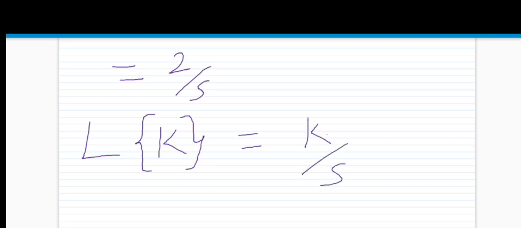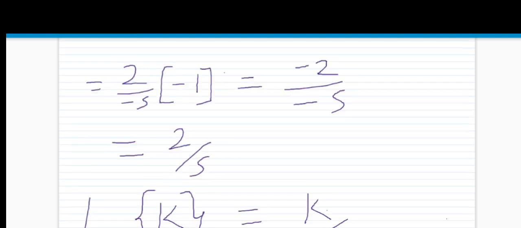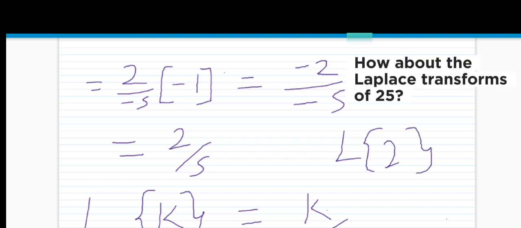And I'm going to do a tutorial just to show us the standard Laplace transforms, their formulas, which you can use to get the solutions to this without having to go the long way through. So the Laplace transform of 2 is actually 2 over s.